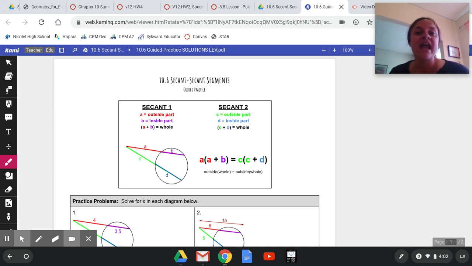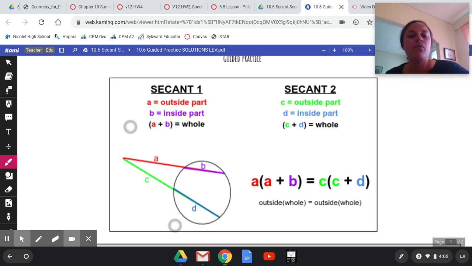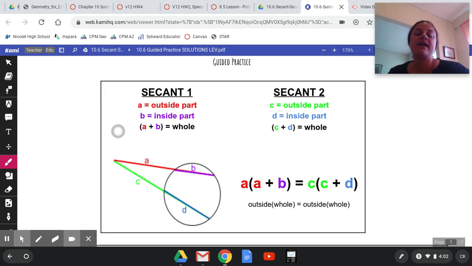So recall, a secant is a line that intersects with a circle at 2 points and extends beyond the circle. So specifically what you need to focus on is when you talk about secants, there is an outside part that is outside of the circle. There is an inside part that's inside the circle. So the red and green parts are the outside parts. The purple and blue parts are the inside parts.